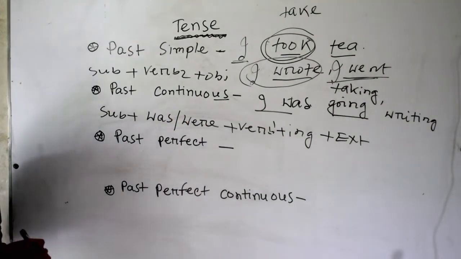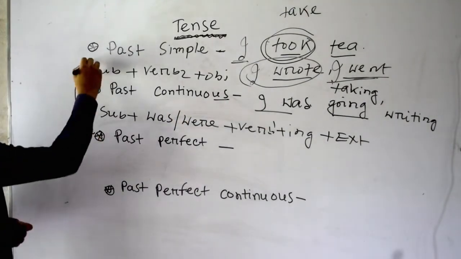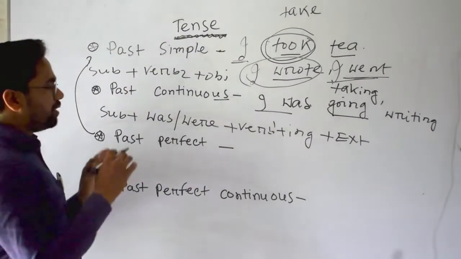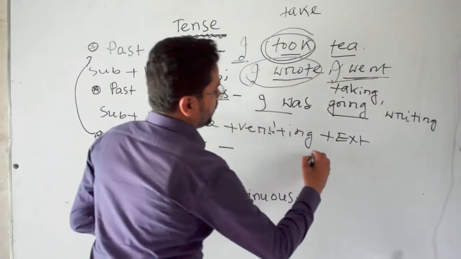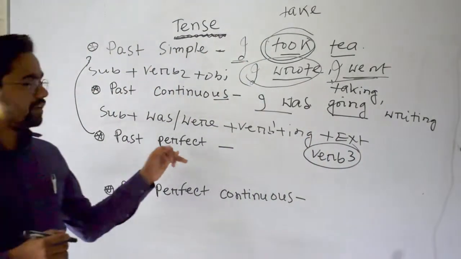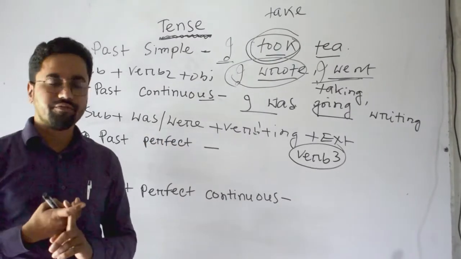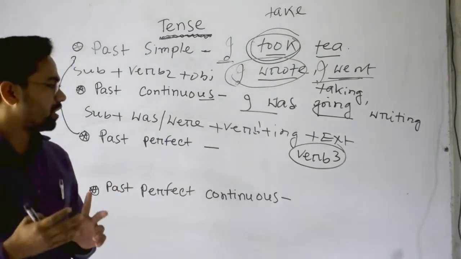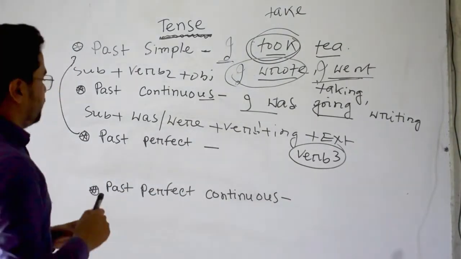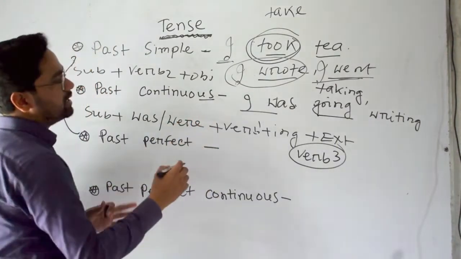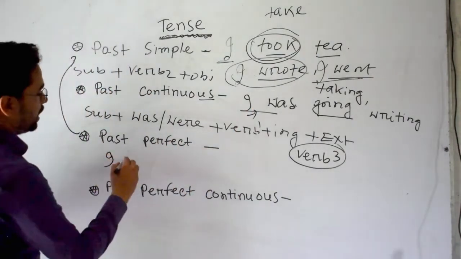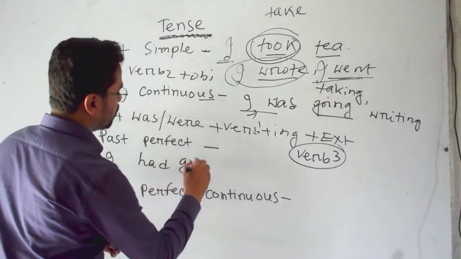And then the past perfect tense. The past perfect tense is similar to the past simple tense. Why? In the past perfect tense, you use the verb in past participle form. In every perfect tense, I mean present perfect, past perfect, and future perfect, you must use the verb in past participle form. If I want to remake the example from the previous tense, I can write: I had gone.